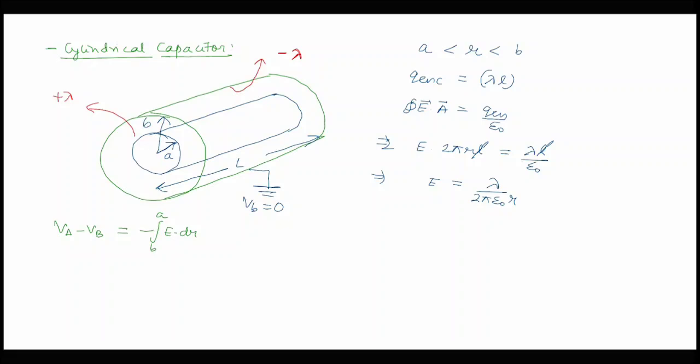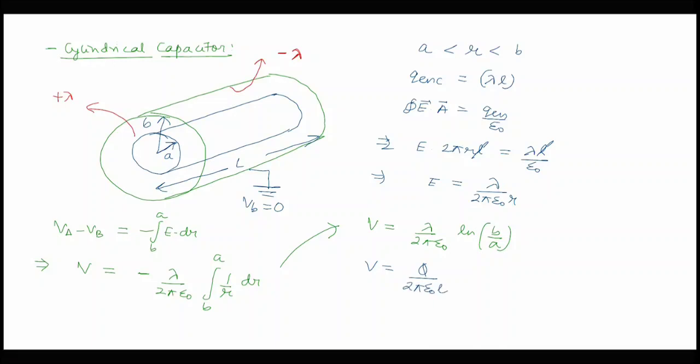We can put it in this equation, and since VB is equal to 0, we get V equal to lambda upon 2 pi epsilon naught. It is constant and will come out of the integration of 1 by r dr. This is B and this is A. The integral of 1 by r is ln r, and if we put the minus sign in, we write it as ln b by a. Hence V is equal to lambda upon 2 pi epsilon naught ln b by a. If we put lambda as charge per unit length, we can write V is equal to Q upon 2 pi epsilon naught L into ln b by a.